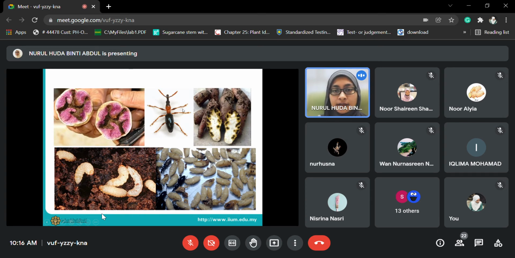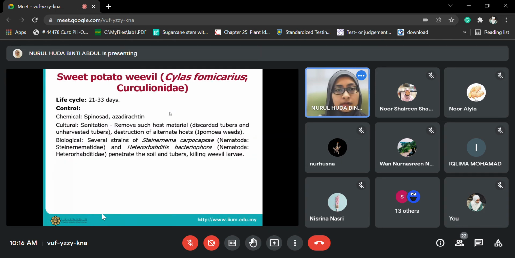Okay, this is the characteristic. Like I said, dia punya body is actually metallic and then bright in color. There are certain parts like thorax, antenna, legs, and this one is actually metallic dark blue. Dia punya color of elytra. Okay, life cycle. Life cycle here is actually a total life cycle. It can be between 21 to 33 days.